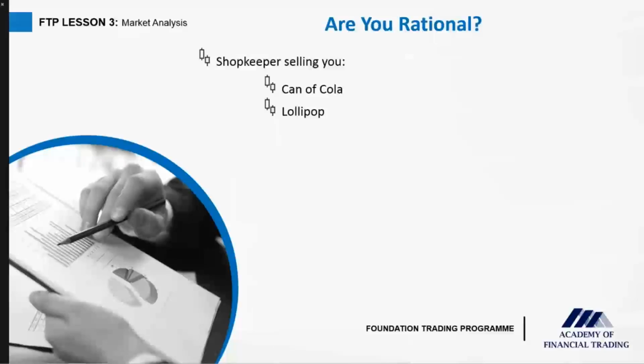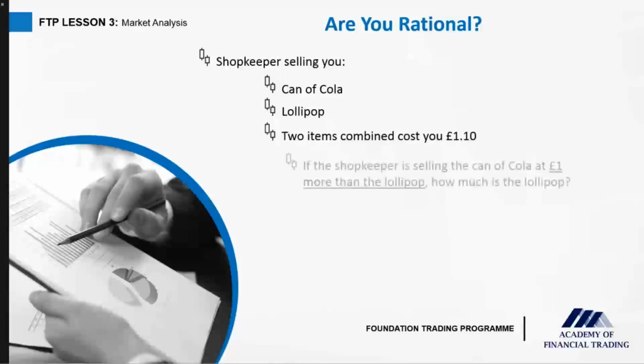So a shopkeeper sells a can of cola and a lollipop for a combined cost of £1.10. So there's your £1.10 figure. Now, if the shopkeeper is selling a can of Coke for £1 more than the lollipop, how much is the lollipop? So how much is the lollipop if the total amount paid is £1.10? If we know that the can of cola is £1 more than the lollipop, so how much is the lollipop? It's quite a straightforward calculation. Let's see if you got it right.